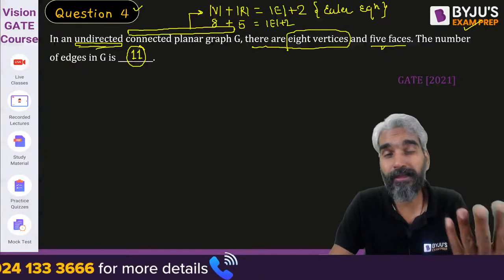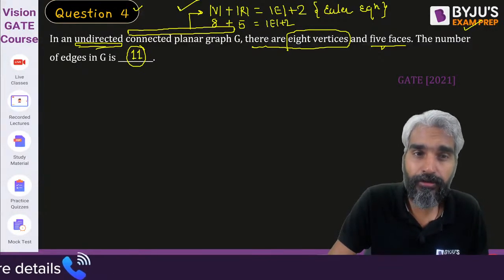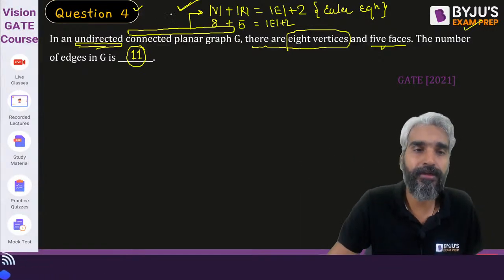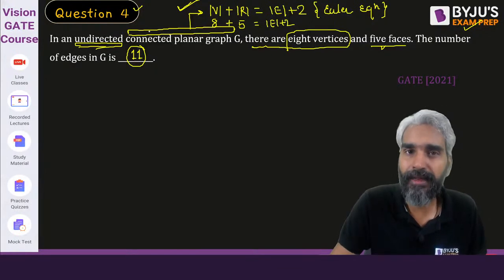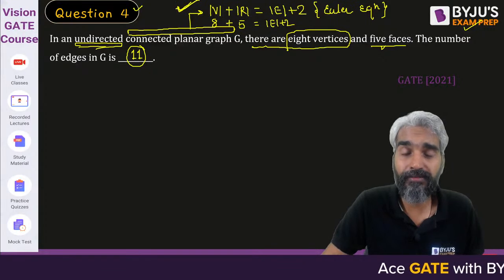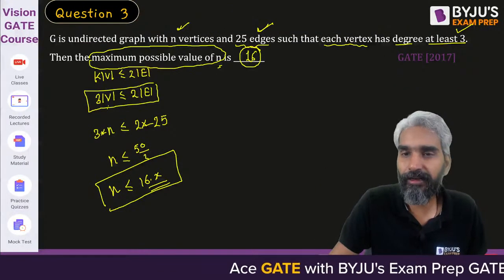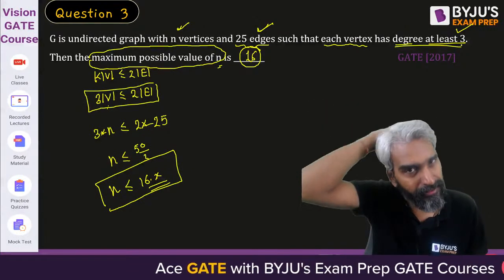A very easy question, but the only thing is, what's the logic? Please remember this equation and try to understand. If somebody tells you that it's a connected planar graph, then we know that this thing will hold true. Apart from that, some other things may be given, like the degree of every vertex is at least 3.